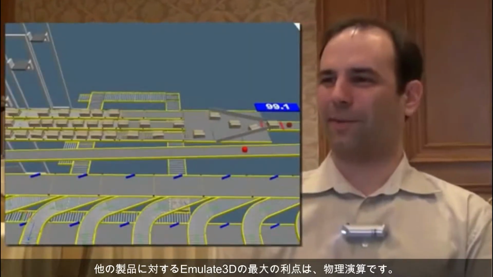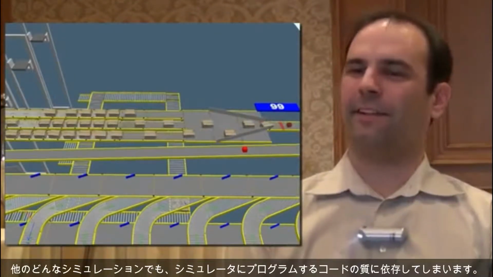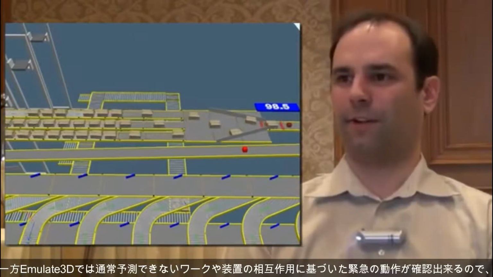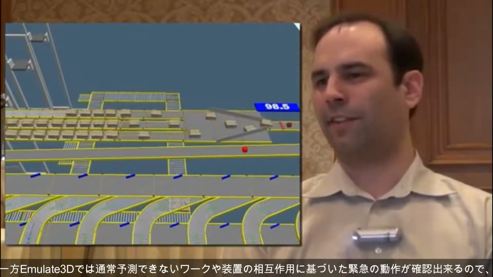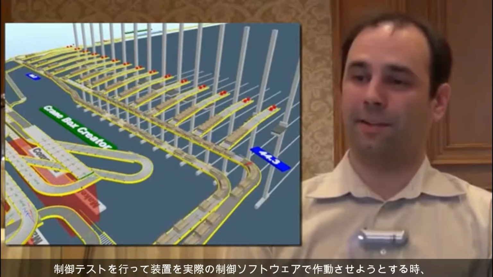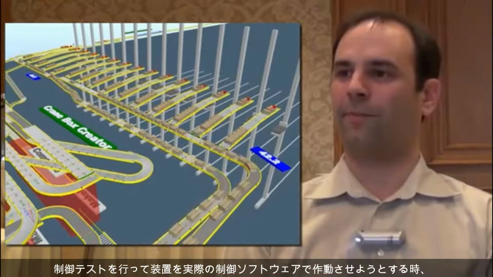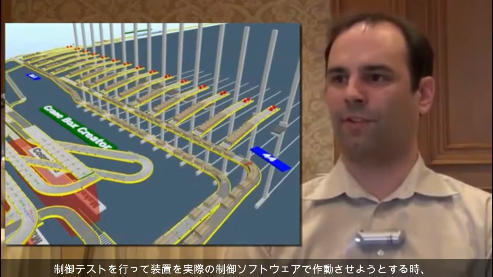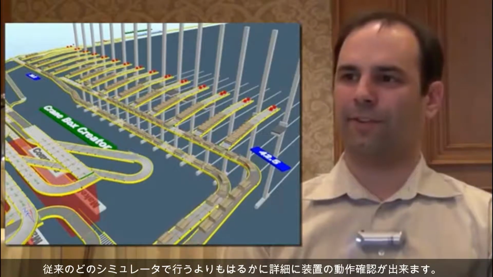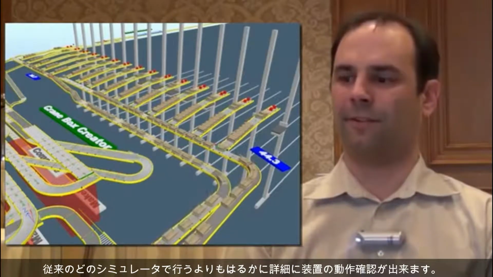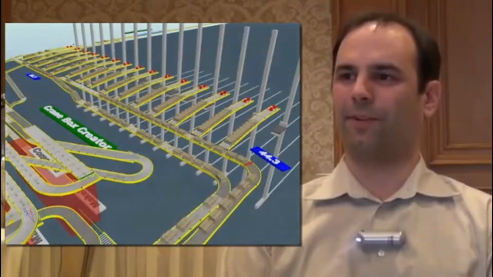The best advantage of using Emulate3D versus other simulation products is the physics that's in it. Any other simulation that you use, you're bound by the quality of the coding that you put in the simulator. Whereas in Emulate3D, you get emergent behavior based on interaction of objects that's usually unforeseen. So when you're doing controls testing, trying to get hardware to work with actual control software, that proves out the operation of the equipment to a much more detailed level than what a typical simulator would do.